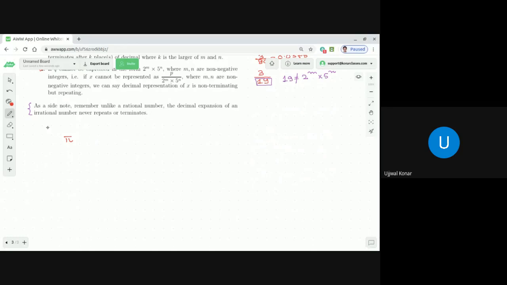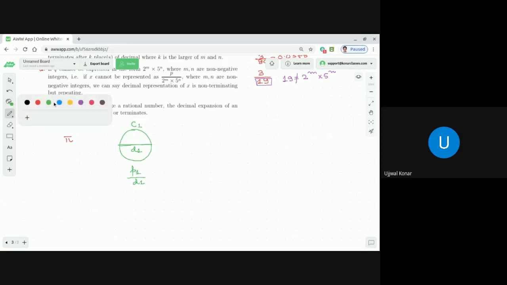Suppose you take a circle, use a different color. Suppose you construct a circle. Now, suppose this is circle C1, and you find the circumference of the circle C1. So let's define that circumference by P1. And you find the diameter of this circle, that is D1. And you compute the value P1 by D1.